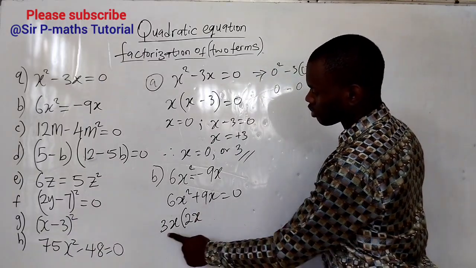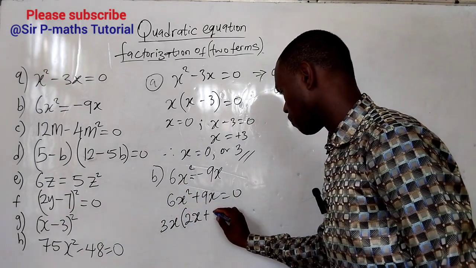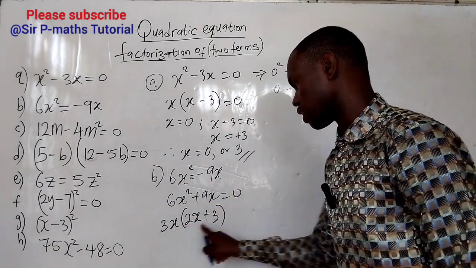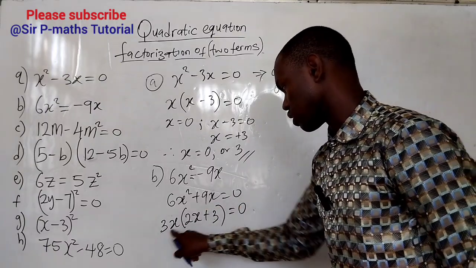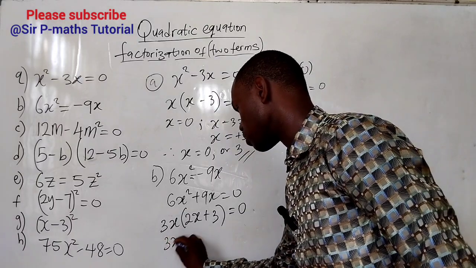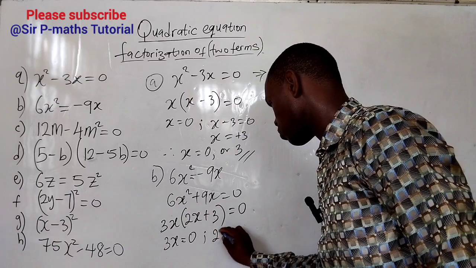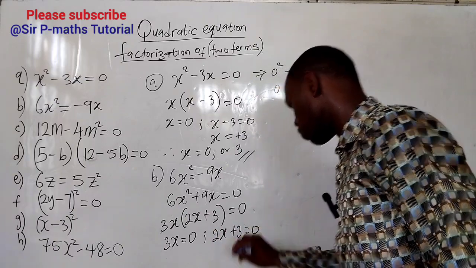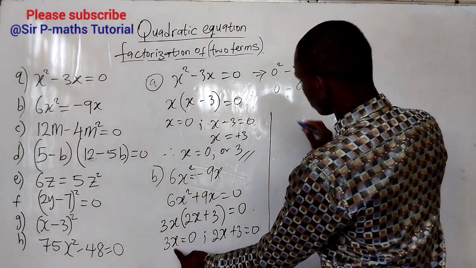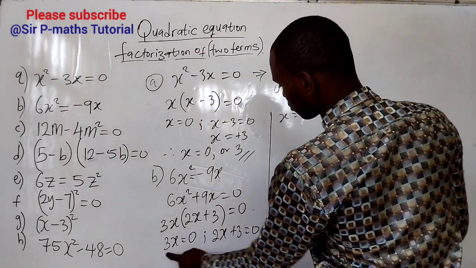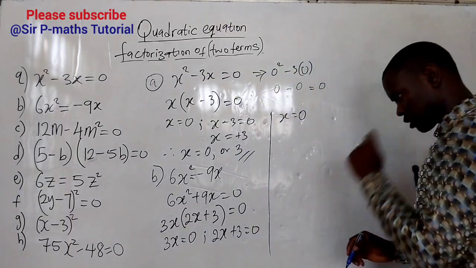3x times 2x will give me back 6x squared, plus 3x times 3 will give me 9x, equal to 0. Then this one can be equated to 0. 3x equal to 0. Then the bracket as well equated to 0. 2x plus 3 equal to 0. Then make x the subject of the formula. That means 3 will divide both sides. 0 divided by 3 will give me 0. So we have gotten x for here.